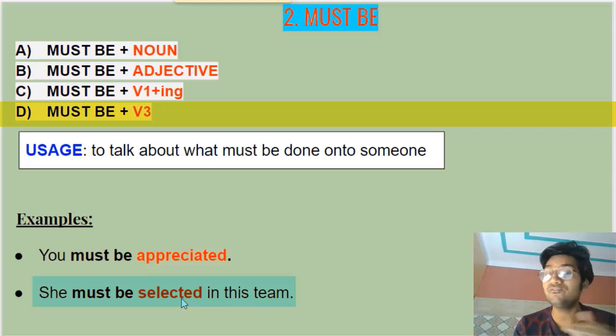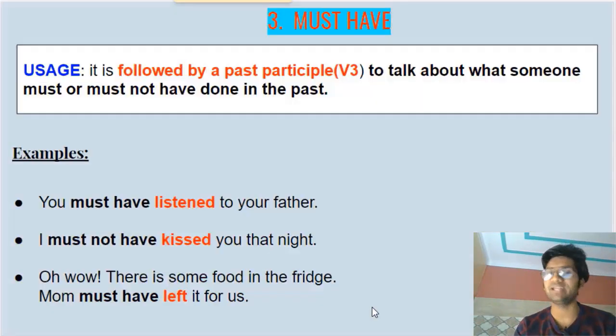But since I'm focusing on the object, on the receiver of the action, I'm writing the sentence in the passive voice. She must be selected in this team by somebody else. That's how we use must be followed by a past participle. All right, moving to the next one, which is must have.